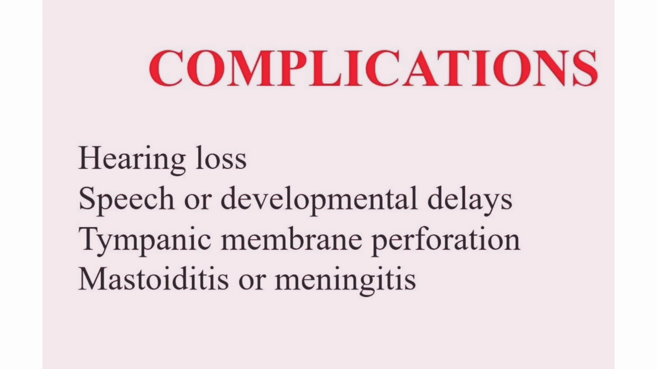Number 3 is mastoiditis. Mastoiditis is a bacterial infection that can spread from the middle ear to the mastoid bone, leading to serious complications. Number 4 complication is chronic ear problems. Untreated otitis media can lead to chronic ear problems such as persistent hearing loss or recurring infections.